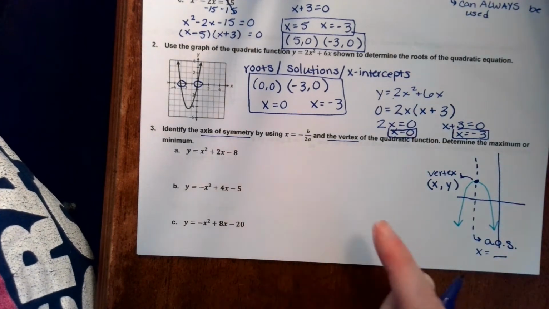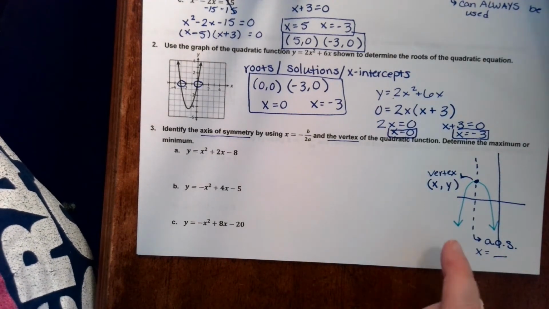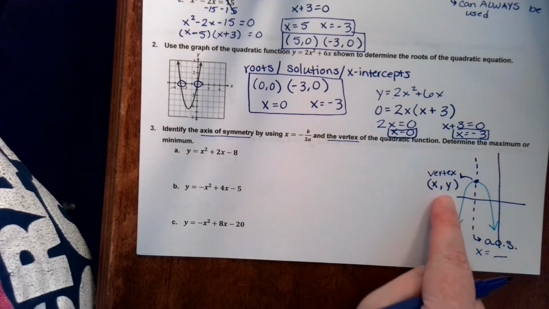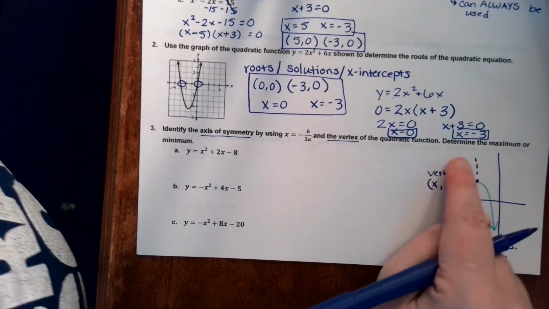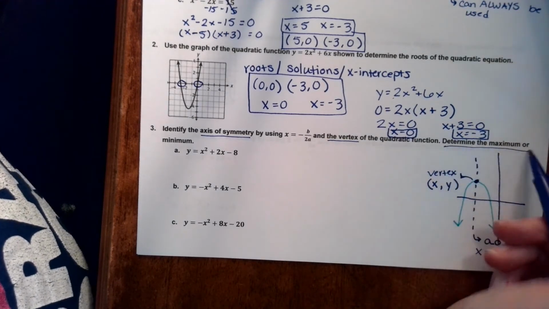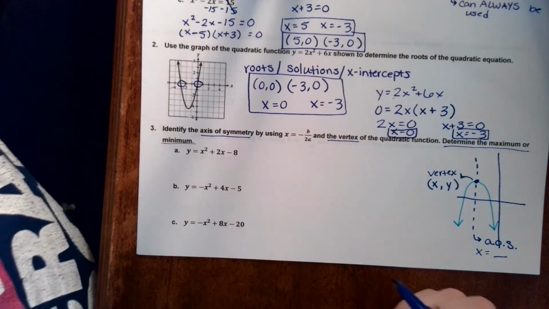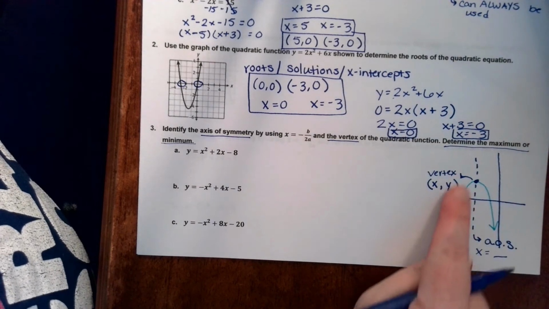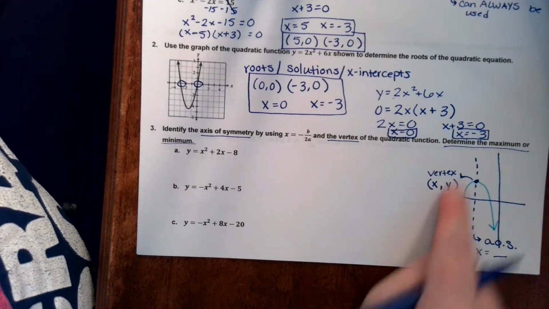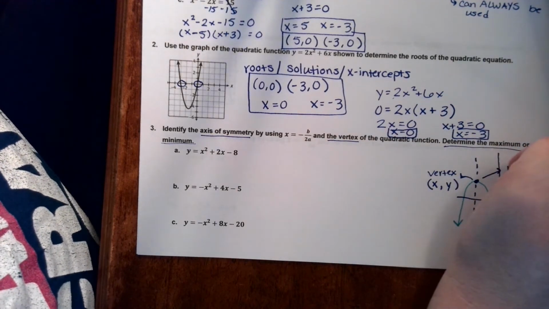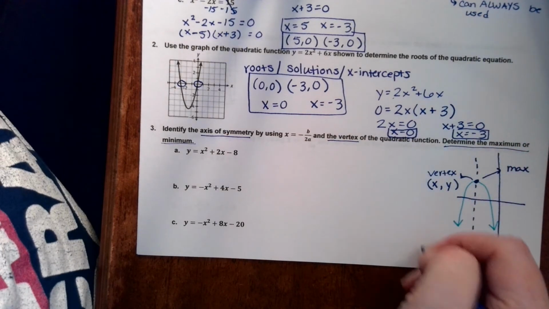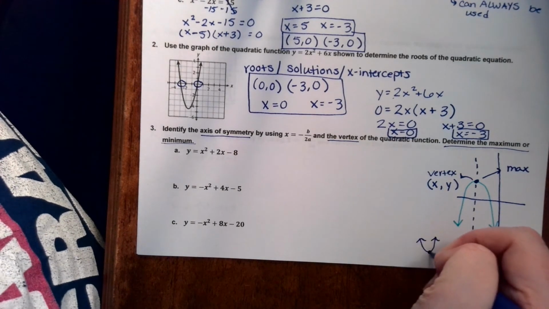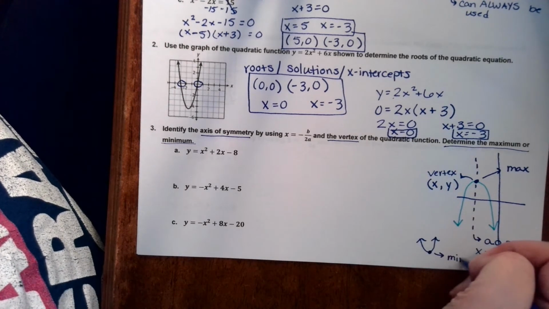So in order to get the vertex, you have to get the axis of symmetry first, and then plug that in to get the y coordinate of your vertex. Then we have determined the minimum or maximum. So your minimum or maximum is also the vertex. If your parabola is like this one, if it's upside down, it's a max. If your parabola looks like this, your vertex is your minimum.